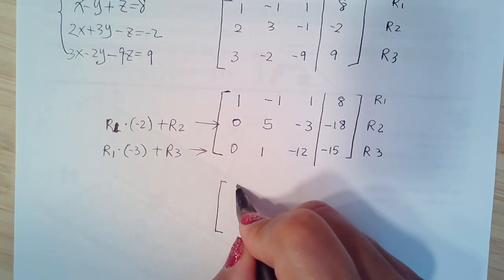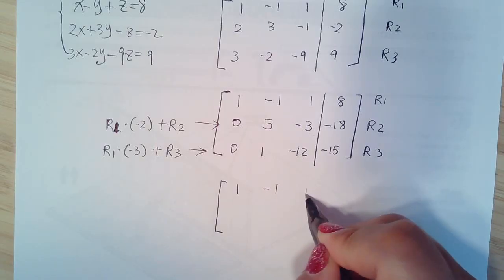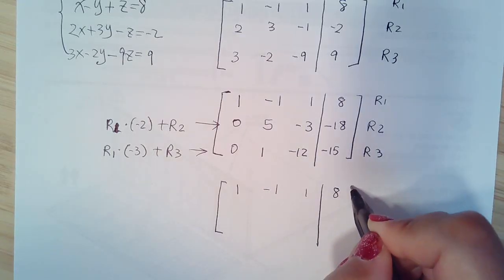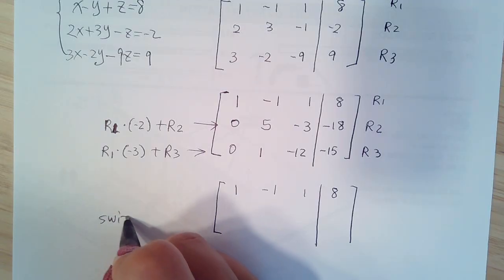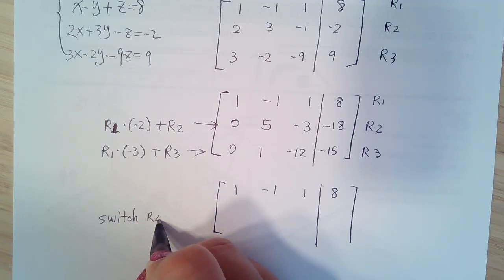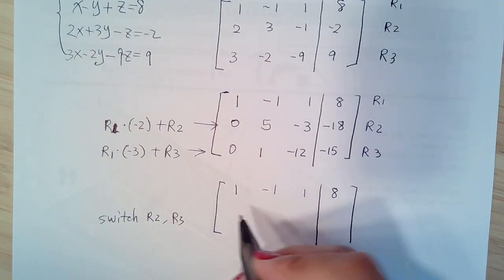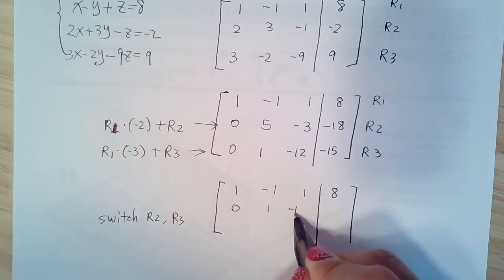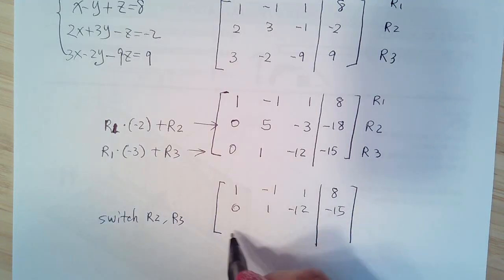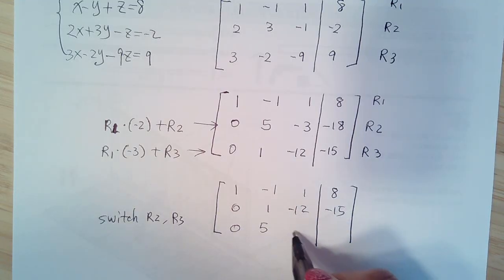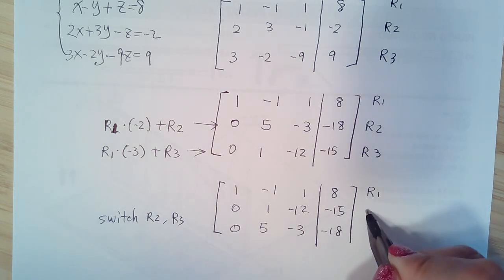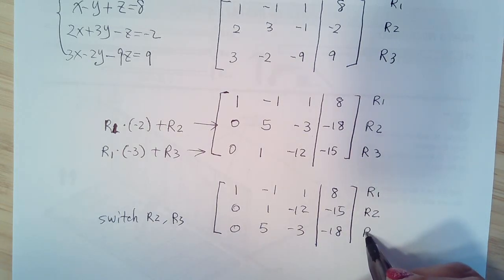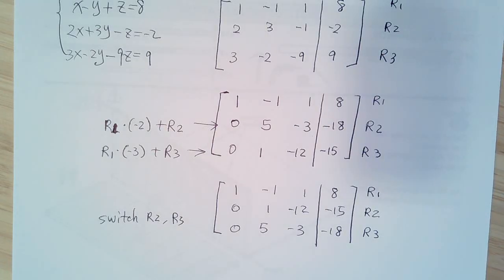So let me write down 1, -1, 1, 8. I keep the first one. I'm done with that. And then I'm going to switch R2 and R3. So I have a 0, 1, -12, -15, and then I have a 0 and a 5 and a -3 and a -18. So that is my, so far, that's my R1, R2, R3.